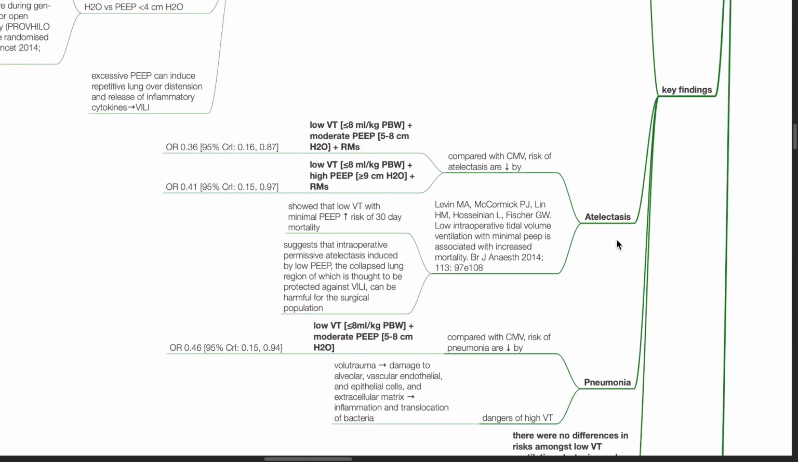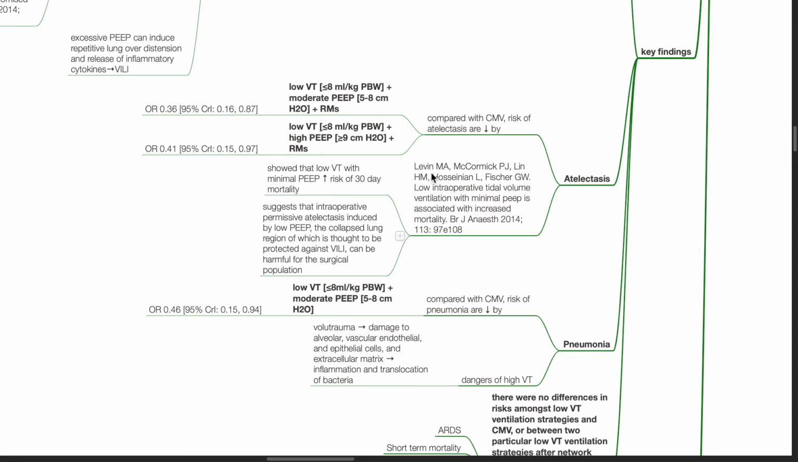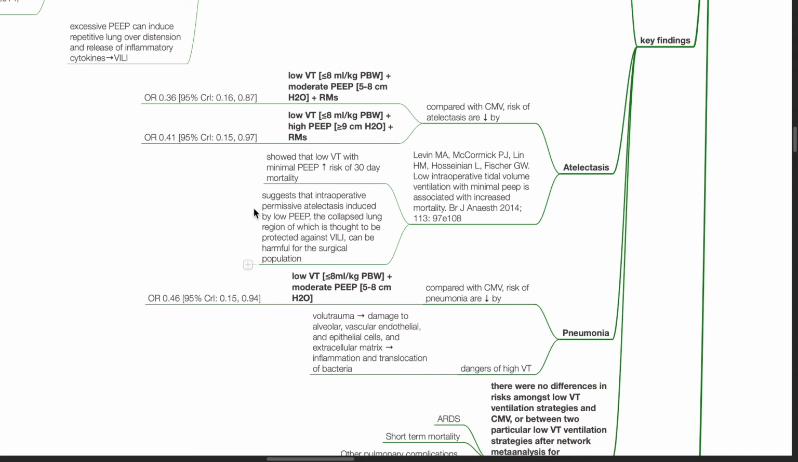Regarding atelectasis, compared with conventional mechanical ventilation, the risk of atelectasis is reduced by low tidal volume plus moderate PEEP plus recruitment maneuvers, or low tidal volume plus high PEEP 9 cmH2O or more plus recruitment maneuvers. A study by Levin MA in 2014 showed that low tidal volume with minimal PEEP increases the risk of 30-day mortality. This suggests that intraoperative permissive atelectasis induced by low PEEP can be harmful for the surgical population.